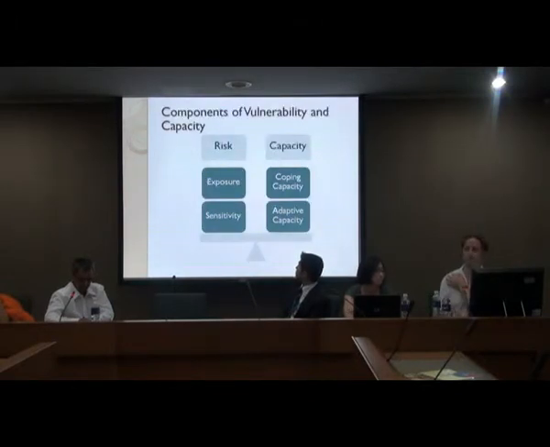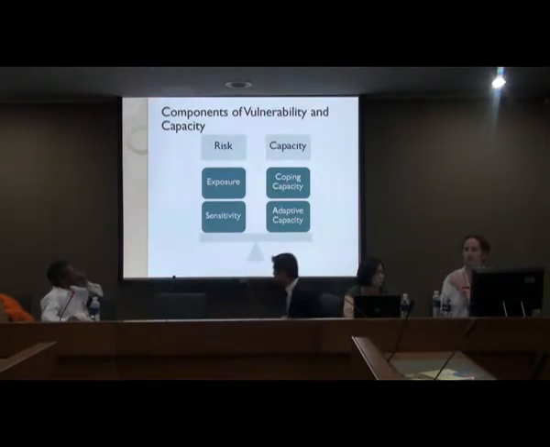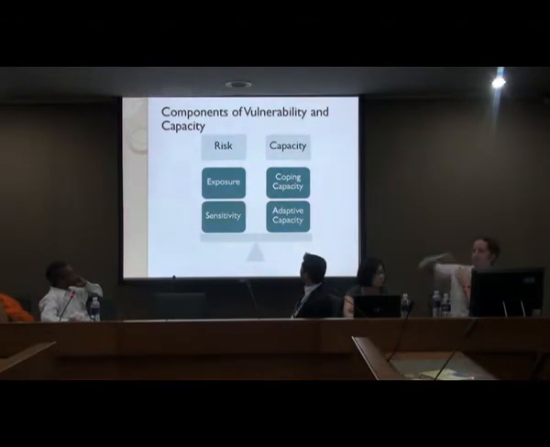So let's look at the conceptual framework first. And basically, it's kind of like the old IPCC framework, so they've changed it now. We still have kind of like the old version. And basically, we tell the communities it's like a seesaw. So you have exposure and sensitivity on the one side, and you have coping capacity and adaptive capacity on the other side. And whichever side is heavier wins. If you have more exposure and sensitivity, then you're at risk and you're vulnerable. If you have more coping and adaptive capacity, then you're resilient.